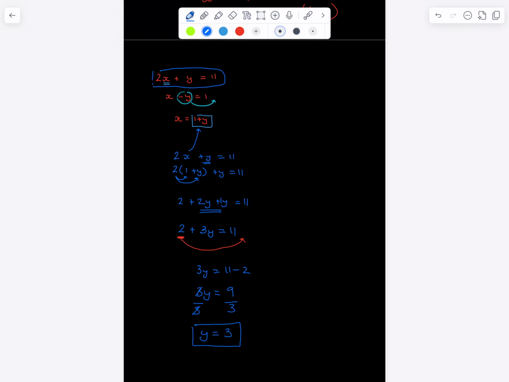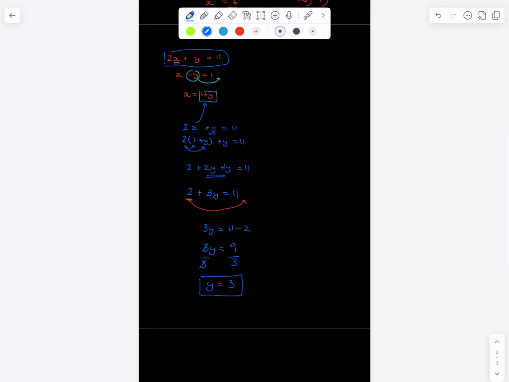Another important point is always highlight your answers. Make it really easy for the examiner when they're marking your work to see what your final answer is. Especially if you've got a line of working like I do over here. Make it really clear. Perfect. We got our first solution, y equals 3.